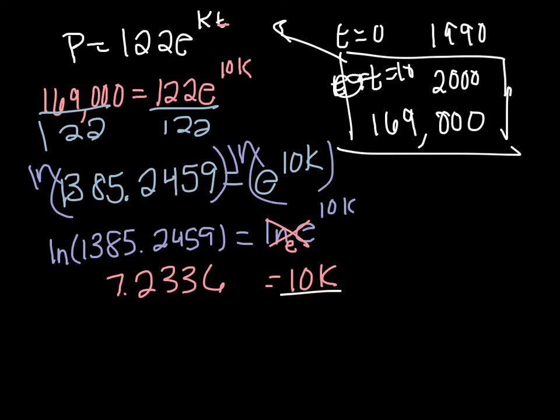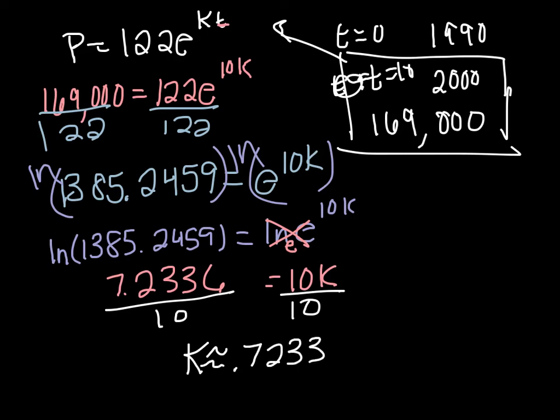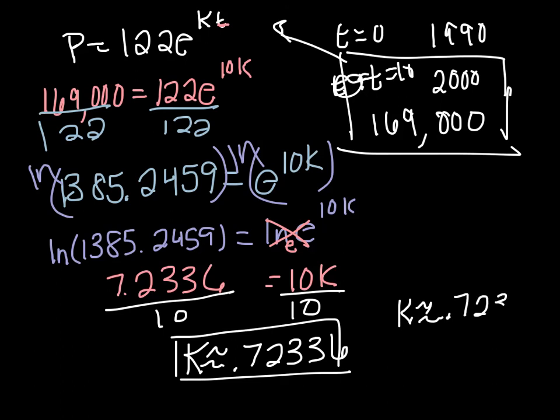So my last step here to solve for k is divide both sides by 10, and k is approximately 0.7233, and your directions say around 4 decimals, so at that point, I should probably go one more further, so it's 0.72336. So the answer you should give in the test would be k is approximately 0.7234, and there's my final answer.